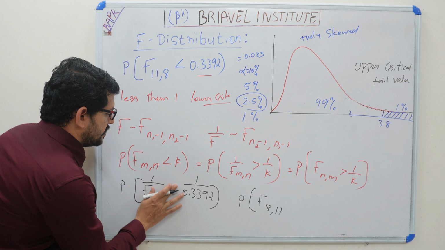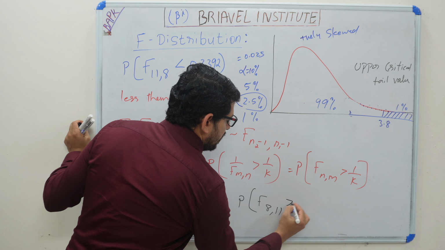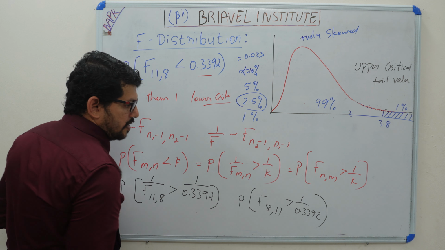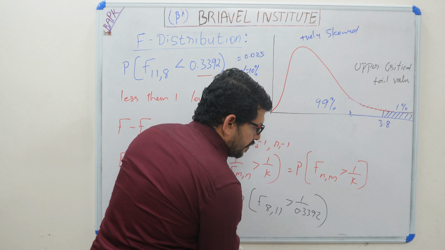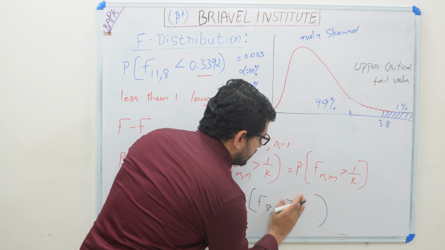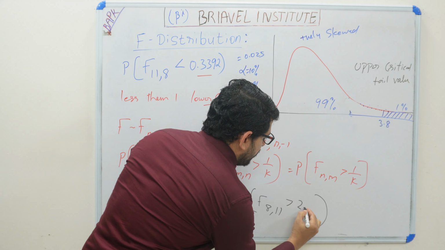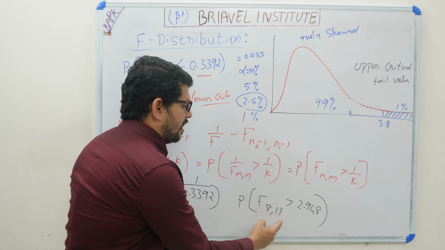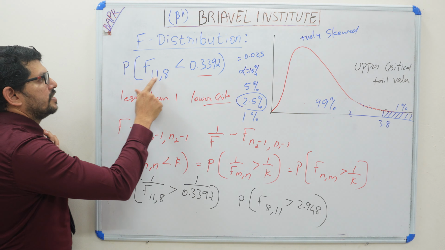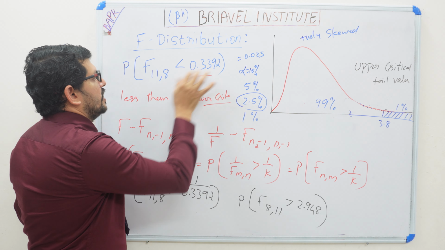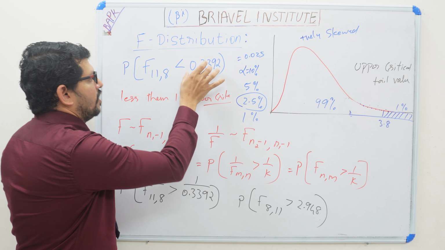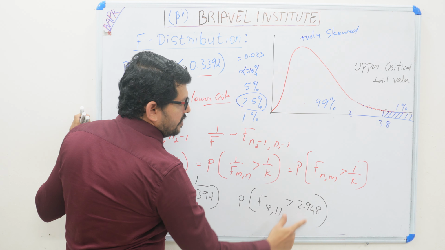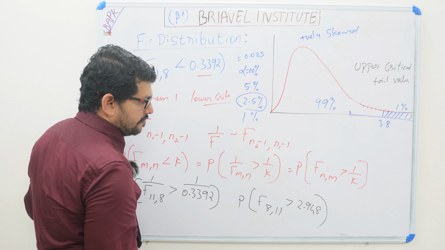This value also has to change to greater than. It is greater than 1 divided by 0.3392. So 1 divided by 0.3392 gives 2.948. So this value changes to F(8, 11). We are finding the upper critical value for 11 and 8. Then we checked and understood that it is a lower critical value, so this formula is applied. Now it is greater than 2.948.